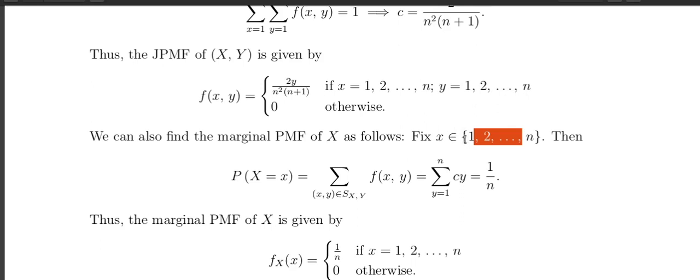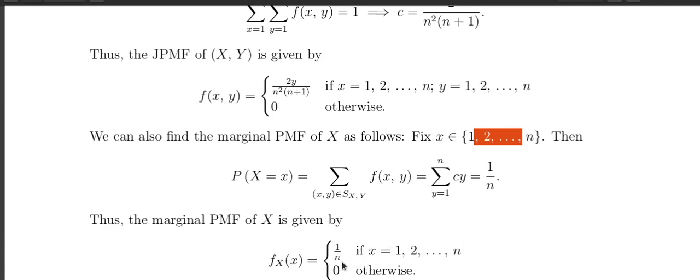For each fixed X in this set, the probability X equals to x can be written in this way, which is basically nothing but X is fixed, and I take Y from 1 to n, and once I do this sum with C equal to this constant, it turns out to be 1 by n. So that's what's written here, and this distribution is sometimes called the discrete uniform distribution.